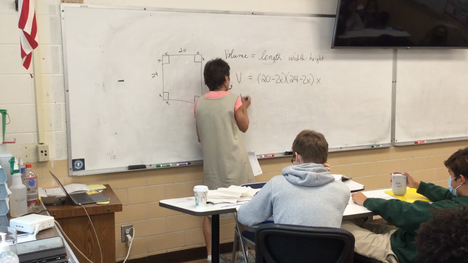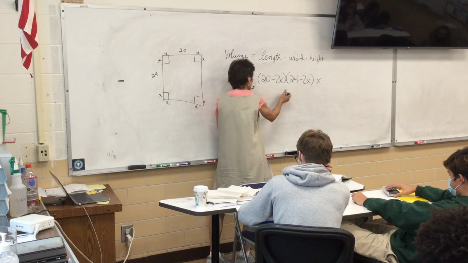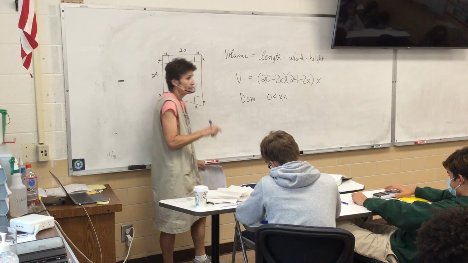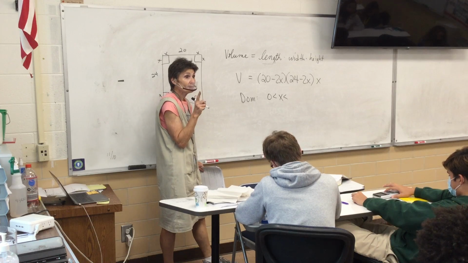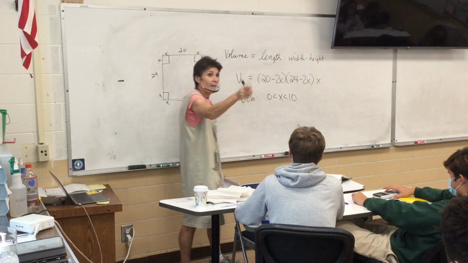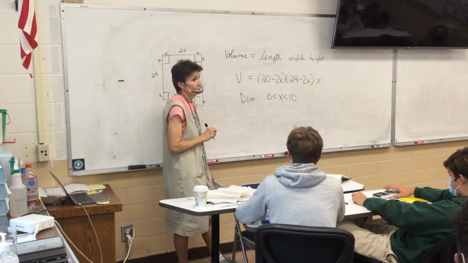Now, tell me about domain. I know x is going to be between two numbers, and I know that one's always 0. 0 to what? 10. And you're right. Why is it 10? Because it's half the smallest dimension.